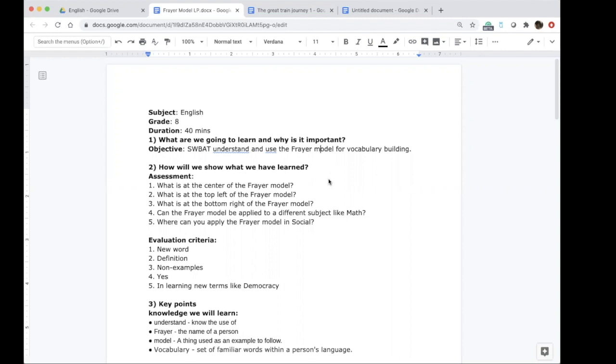Whenever we want to learn any new words and we want to understand that word, we can use the Frayer model to strengthen our understanding of that word. So I will tell you how to use the Frayer's model for our vocabulary building. Can anyone read the objective for today? You can just raise your hand and read the objective for today.